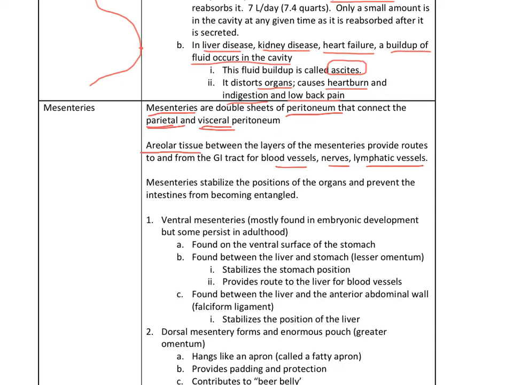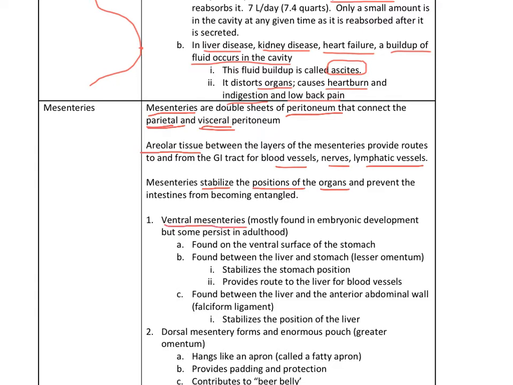The other thing the mesenteries do is they stabilize the positions of the organs and they prevent the intestines from becoming entangled. They keep the intestines in place because they're very long. The small intestines are 20 feet long. The large intestine is in a very distinct pattern with an ascending, transverse, and descending position. And so the mesenteries really help to stabilize those positions nicely.